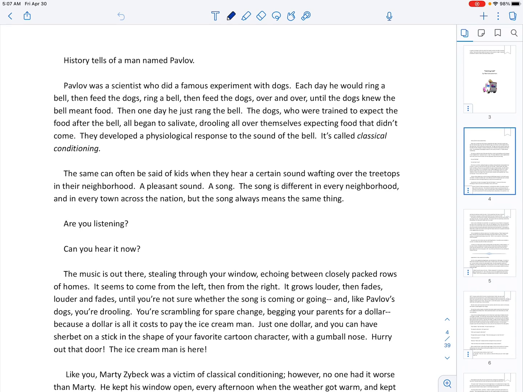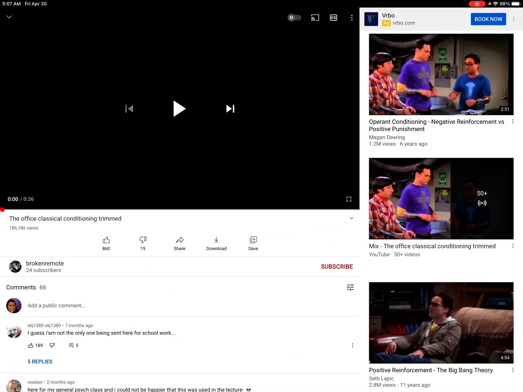It's called classical conditioning. Now, even though this is a fictional story, this section is actually 100% true. There really was a scientist named Pavlov. He really did experiment on dogs, and he got them to drool at the sound of a bell. It is called classical conditioning. So why don't we take a look at this to kind of get an idea of what that's like.